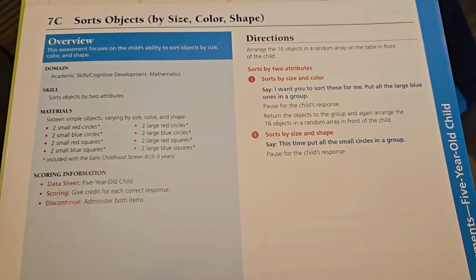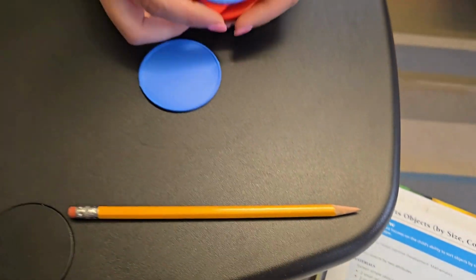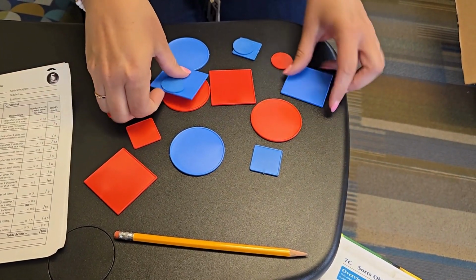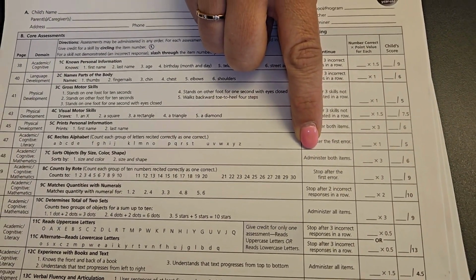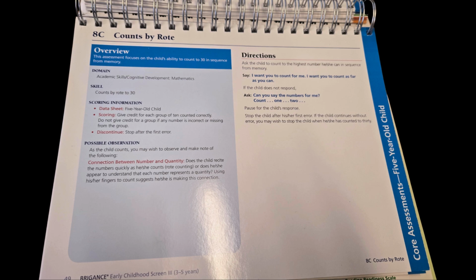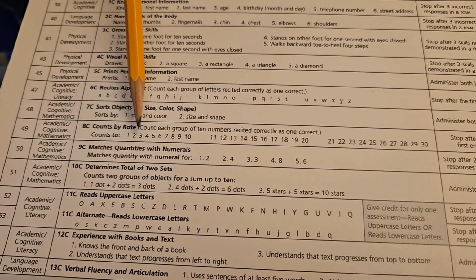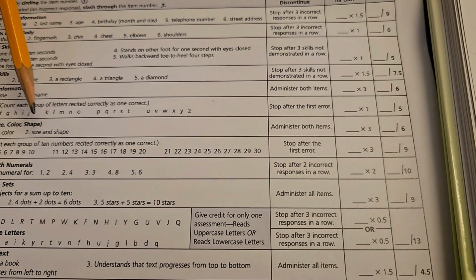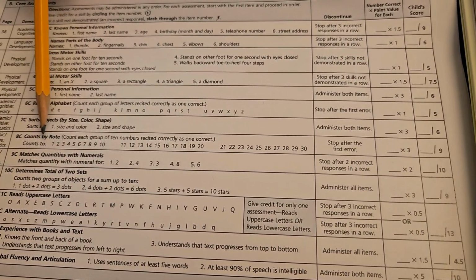7C, a child will sort objects by size, color, and shape. Arrange the objects in a random array in front of the child. Administer both items. For 8C, counts by rote, the student's going to be counting aloud. As the student counts, you'll circle each correct item. You will stop when they get to the first incorrect response. If the student does not respond, prompt, can you say the numbers for me? Count 1, 2.